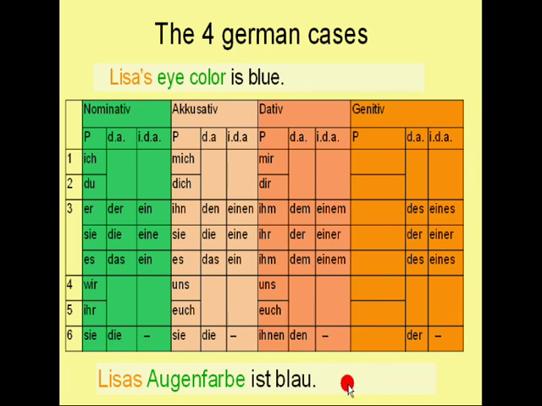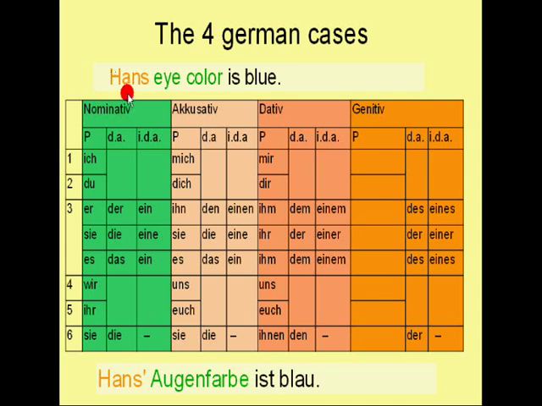Now if the name already ends in S, just like Hans, Hans' eye color is blue, then we simply add an apostrophe, like Hans' Augenfarbe ist blau.